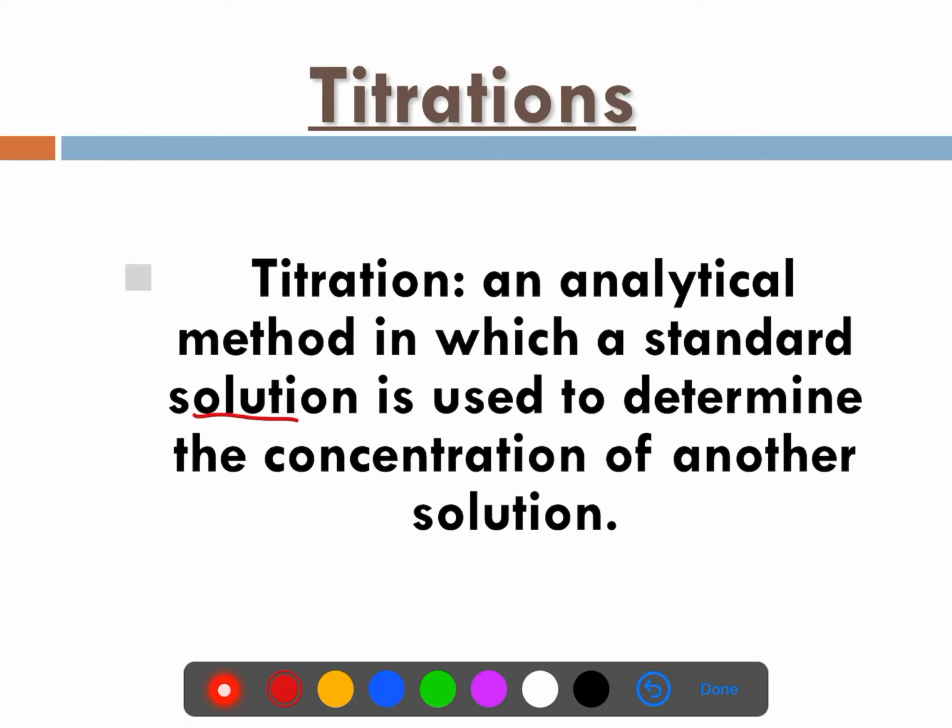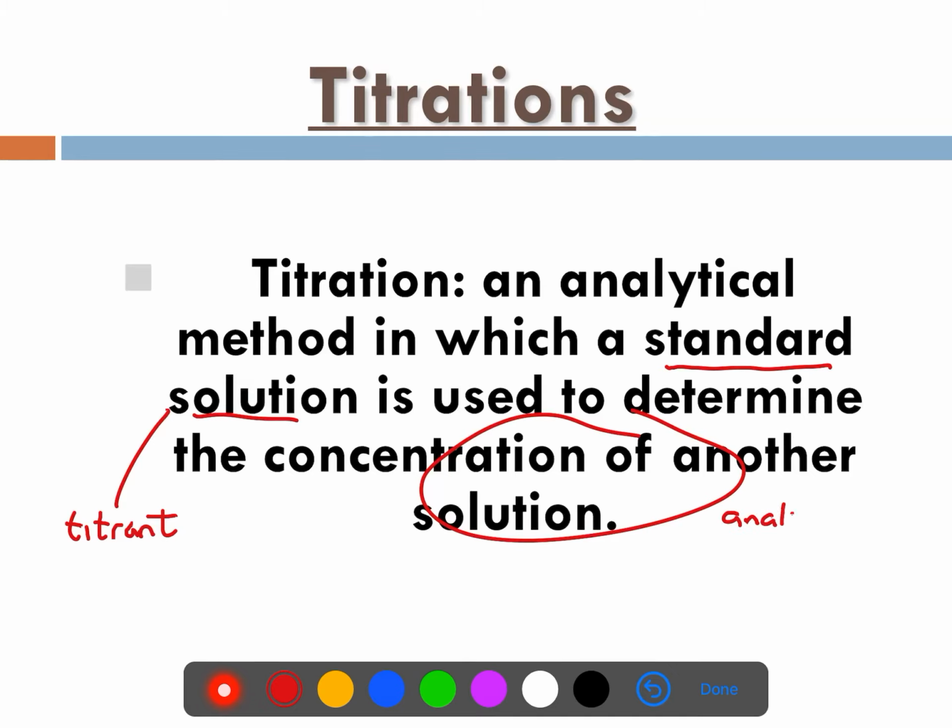The standard solution, that means we know the concentration of that material. We have tested it, we know what it is. And another name for the standard solution is something called a titrant. Okay. The material that we're testing that we don't know the information about is called an analyte. And when you test a portion of the analyte, you're using what's called an aliquot.